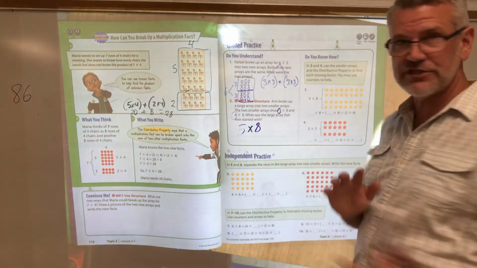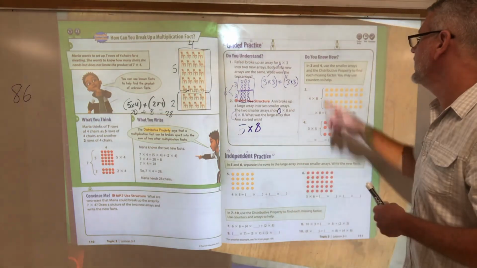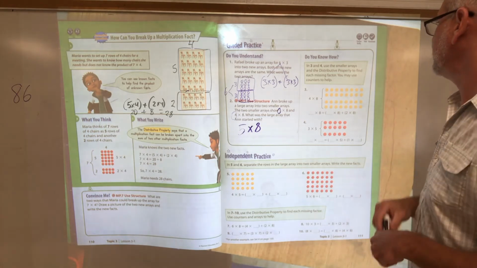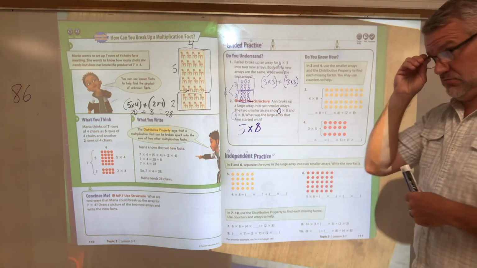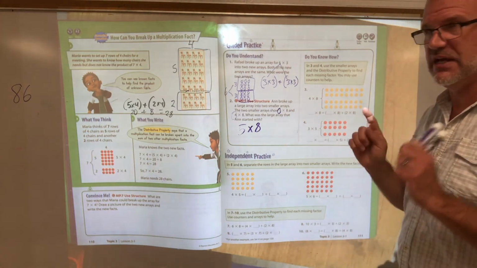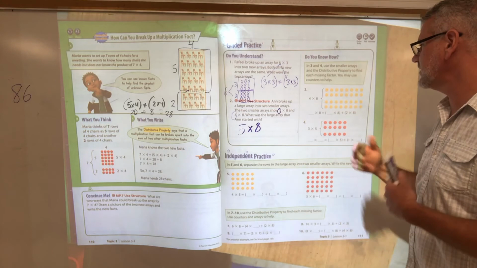All right, hopefully you're still with me here. Let's look at this. Do you know? In 3 and 4, use the smaller arrays and the distributive property to find each missing factor. Fancy words. Remember, factors are the 2 numbers you multiply together to get the product or get the answer.